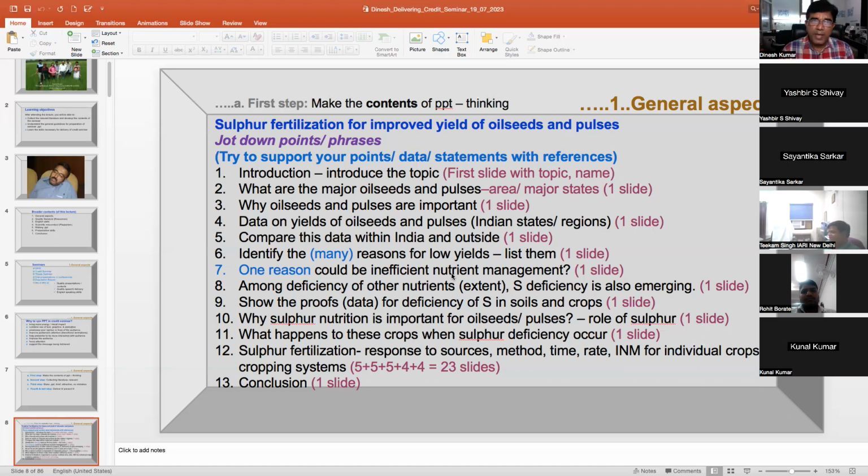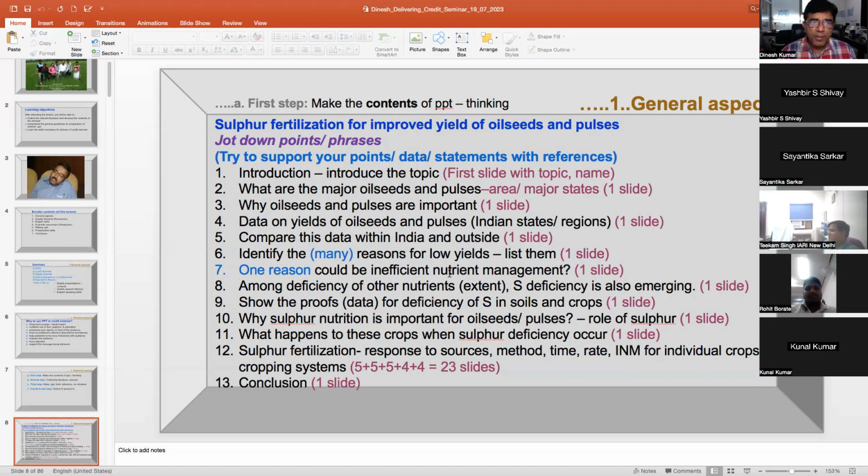The other way, I can make sulfur the base, and then I can start with the level of sulfur in soil. Our soils are deficient here and there, and soils which are growing oil seed and pulses are also deficient. What is happening to oil seeds if sulfur is not there? So you can go either way. In this case, suppose the first slide will be, you need to introduce the topic.